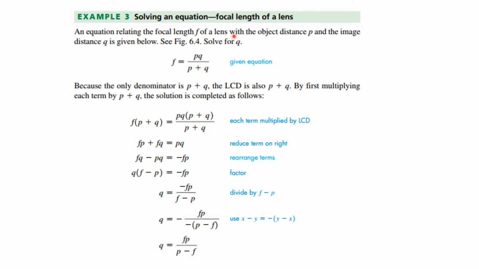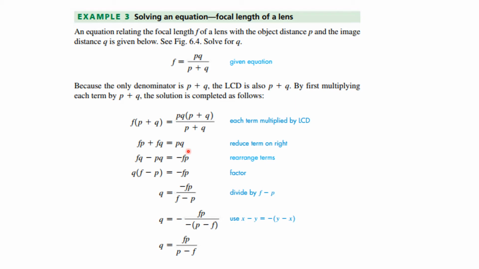This equation comes up in optics, and we want to solve this for q. This is really f over 1, so the least common denominator across the whole thing is p plus q. So we multiply both sides all the way through by p plus q. When we do that here, we just get f times p plus q. Here we get this, and those will now cancel, and I just am left with pq.